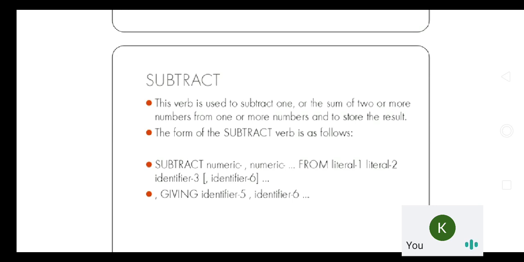So you have subtract numeric 1 and numeric 2 from literal 1 and literal 2, and then giving identifier 5 and identifier 6. This is going to be the general form that we have.